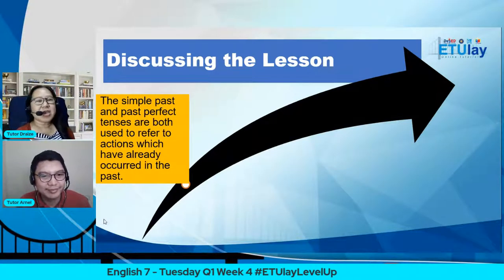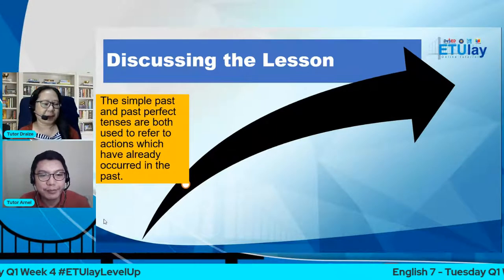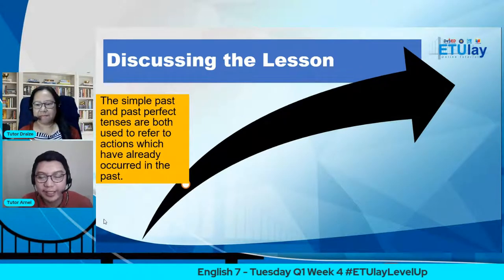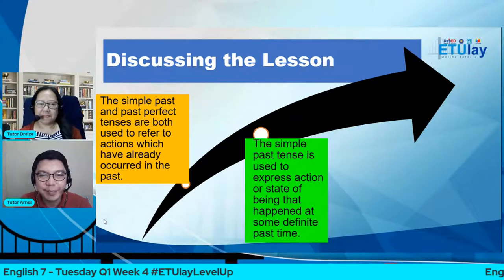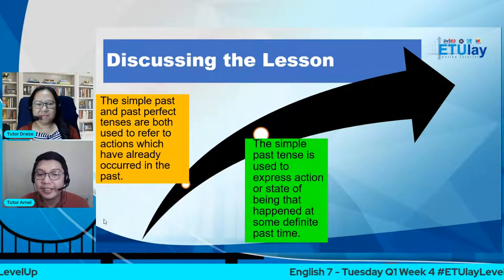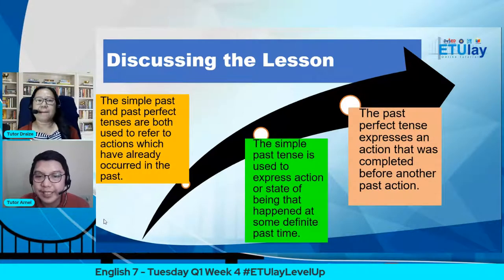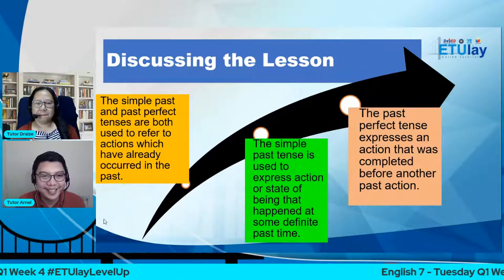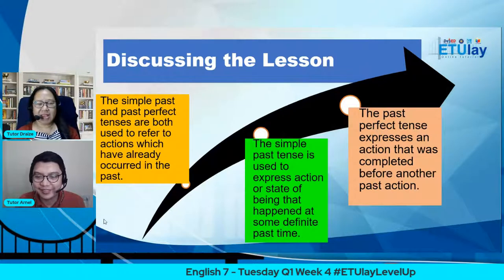Tutor Nell, can you please help me out with this slide? All right. The simple past and past perfect tenses are both used to refer to actions which have already occurred in the past. The simple past tense is used to express an action or state of being that happened at some definite past time. The past perfect tense expresses an action that was completed before another past action. We will be discussing this further in the next slides.